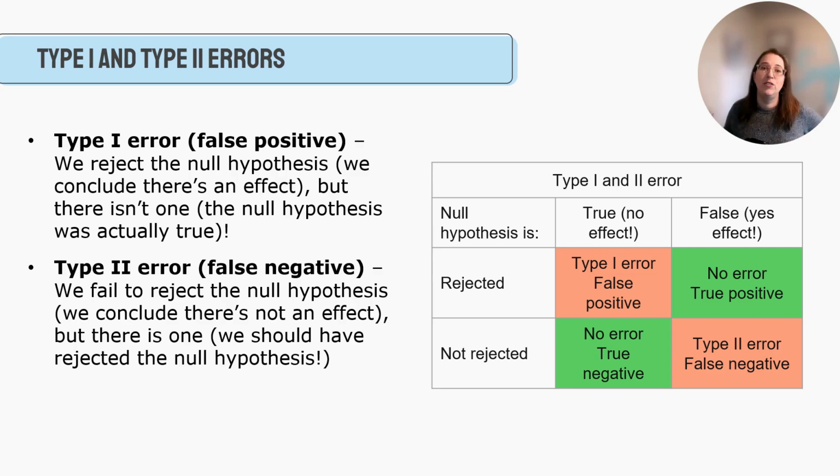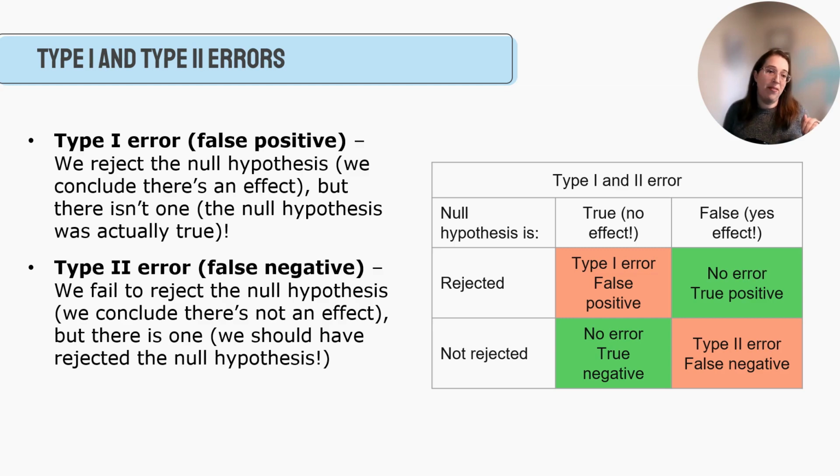Similar to the idea that they test you for the flu and you have it, but they say you don't. Well, a type 2 error is saying we conclude there's not an effect. We fail to reject the null hypothesis. We don't think there's an effect, but there actually is one and we missed it, and we should have rejected the null hypothesis. That's that false negative. So I have a little graphic here.